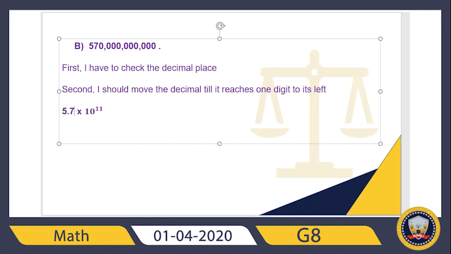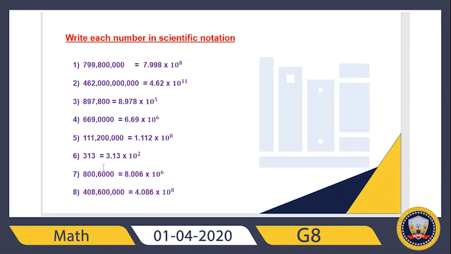5.7 times 10 power 11. So 5.7, the whole numbers, times 10 power 11, which is the number of steps my decimal point moved to the left side until it reaches its new position. Right? Okay, let's go for an exercise.